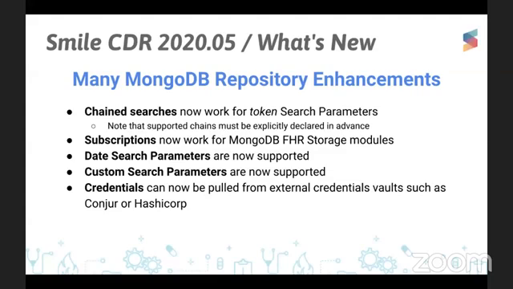Custom search parameters are now there, and we now have the ability, which was supposed to be present in the last release but didn't work, to pull credentials for your MongoDB instance out of a credential vault, such as Conjur or HashiCorp. That, incidentally, is available already for relational databases and any other credentials that are stored in Smile CDR. It was supposed to be available for MongoDB, but was not. It seems like a fairly common pattern out there for people to have MongoDB and a credential vault, so we have got that all working together now, which is nice.